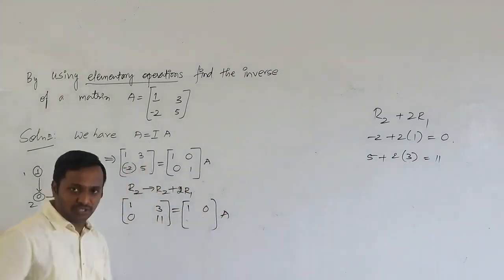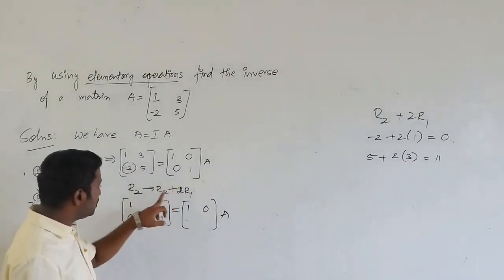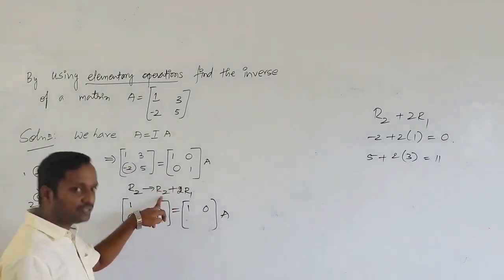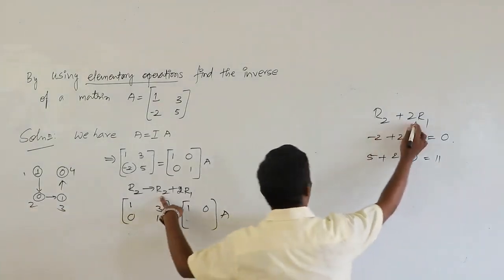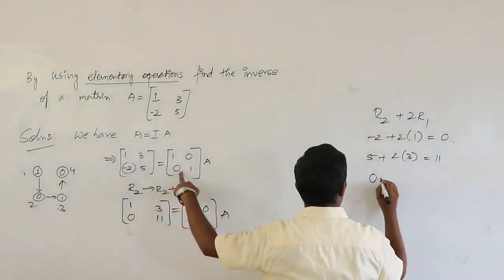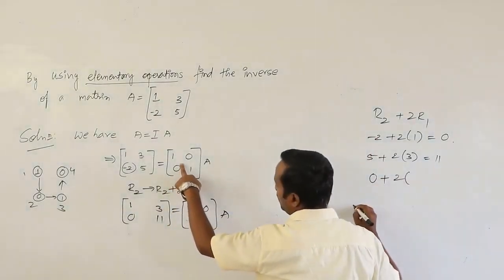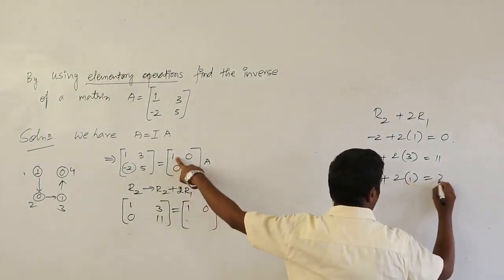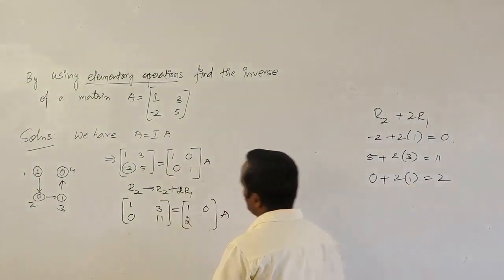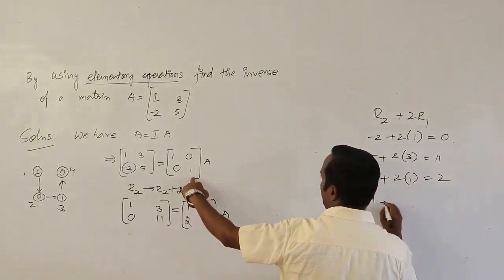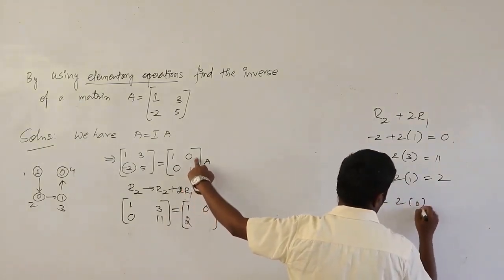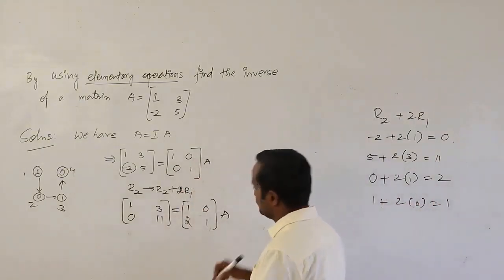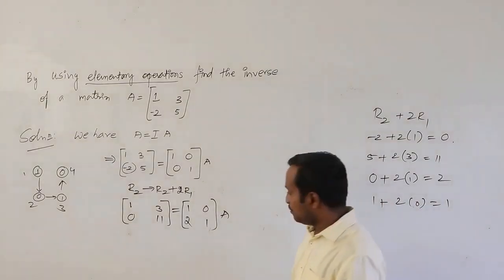1 0, R1 changes... R1 does not change. Keep as it is. R2 changes. How is it changed? R2 plus 2 R1. R2 is 0 plus 2 R1 above that. R1 is what? 1. 0 plus 2 is 2. Next, 1 plus 2 into 0 becomes 1. This is the operation we did.